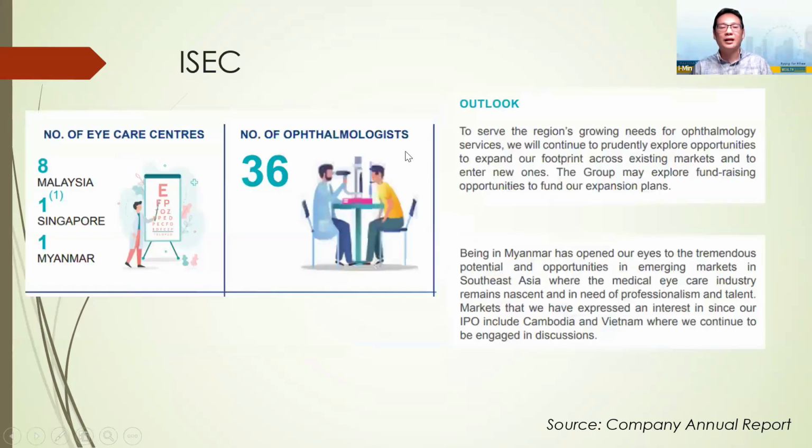Okay, ISEC is basically a group of ophthalmologists, eye doctors, pardon me. I think they started from Malaysia, so they have the most eye centers in Malaysia. They have one in Singapore, one in Myanmar. For their growth plans, they are thinking of going to more places. They have already started Myanmar operations, and apparently they say it's a huge market with a lot of opportunities. They are thinking of going into Cambodia and Vietnam. So, eye doctors providing eye specialist services.